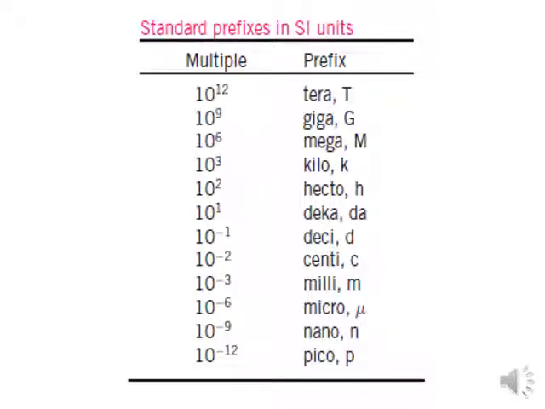Now, the next slide is about the standard prefixes in SI units. You must all be familiar with that. I have just listed it to review your knowledge. So tera, giga, mega, kilo, hecto, deca, deci, centi, milli, micro, nano, pico. All of these are listed. So what is the multiple of 1 meter? You must know about that, so that if you are converting the systems, you know about it.